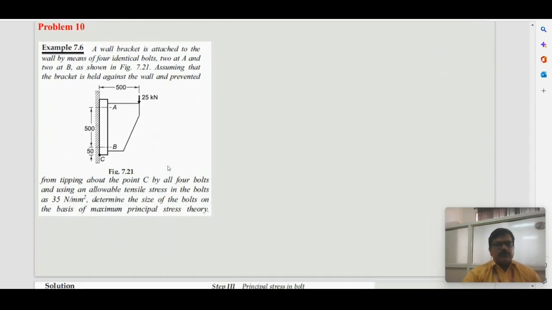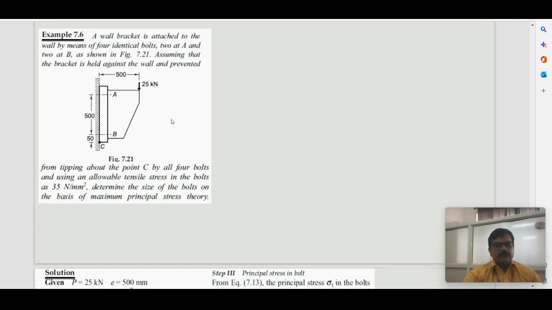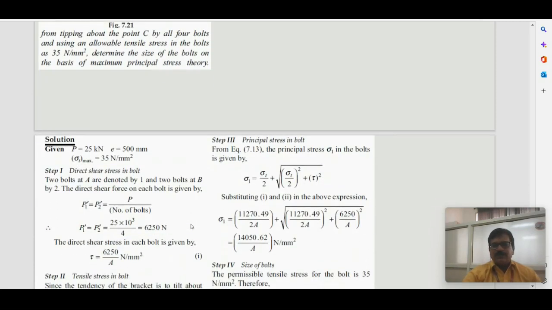So here you can see a wall bracket is attached to the wall by means of four identical bolts, two at A and two at B, as shown in the figure. Assuming that the bracket is held against the wall and prevented from tipping about the point C by four bolts, using an allowable tensile stress in the bolt of 35, determine the size of the bolts on the basis of maximum principal stress theory.